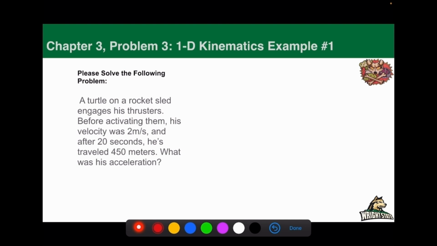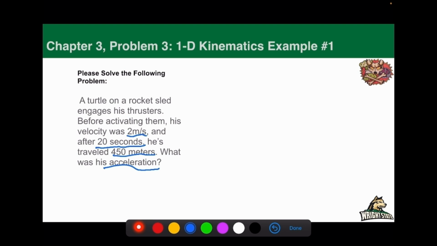Okay, welcome back. Let's go ahead and try this out. So first things first, a good thing to do when solving a physics problem is to figure out what important pieces of information you have. A good place to start is looking for numbers. So 2 meters per second, 20 seconds, and 450 meters. We're looking for acceleration. Another good thing to do is to draw a picture with a number line. This might feel a little bit tedious, but trust me, as soon as we get to more complicated questions, you're going to wish you'd done this.